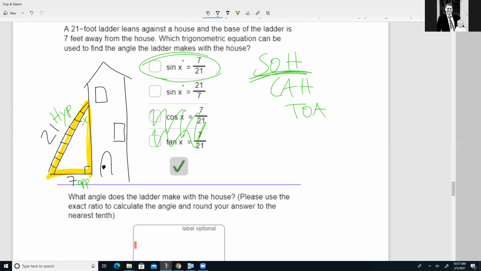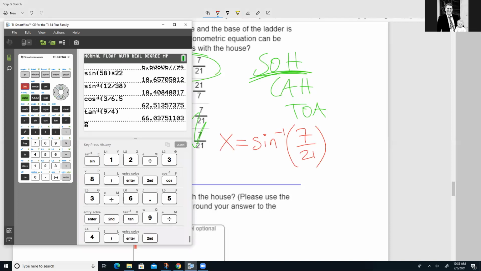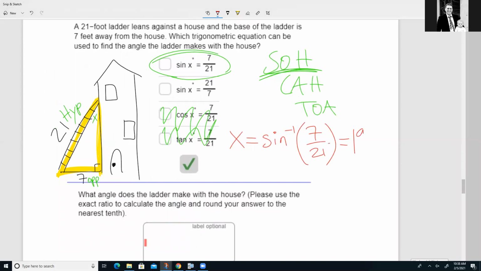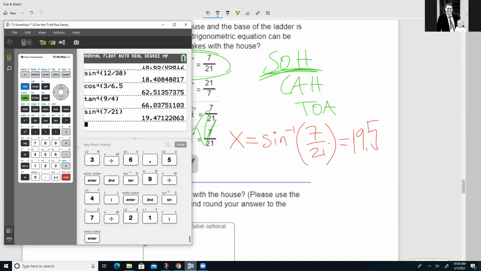Now if I wanted to solve, I know I'm just going to be taking the inverse trig function of each side. So x is going to be equal to inverse sine of 7 over 21. That's going to be equal to 19.5, because the 4 would have been rounded up by the 7.